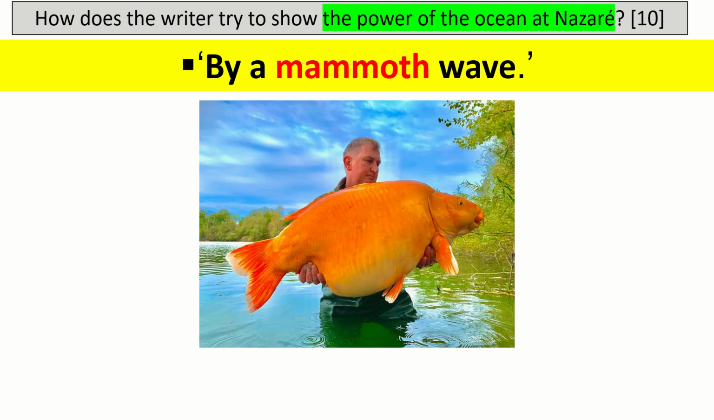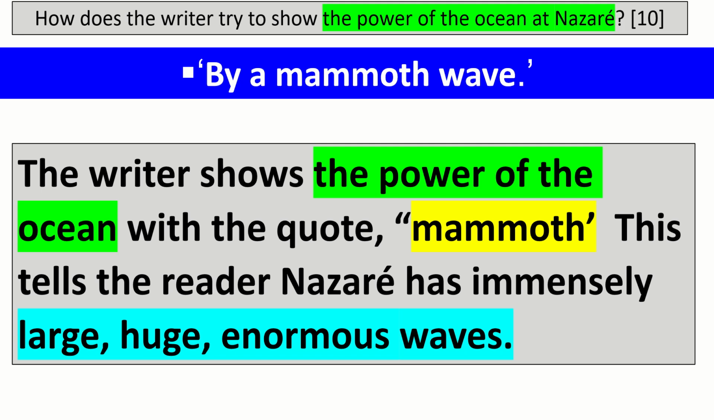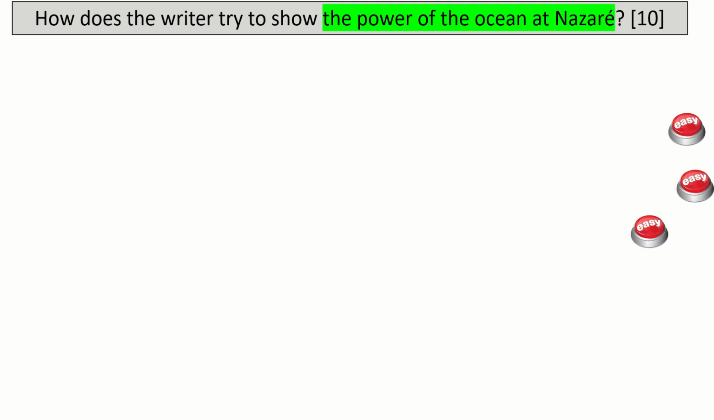But again, what does mammoth mean? It means immensely large, enormous. So I've put, this tells the reader Nazaré has immensely large, enormous waves. So I've shown what that word means, and I've said why the writer has chosen to use that word over all the other words they could use.